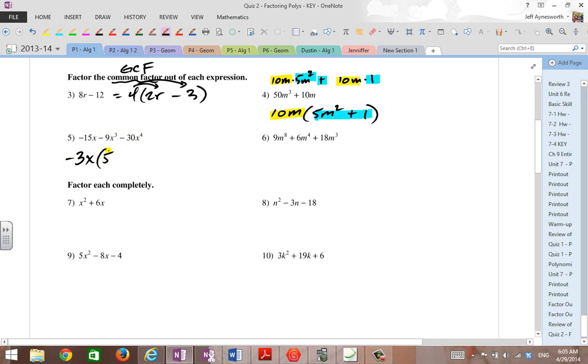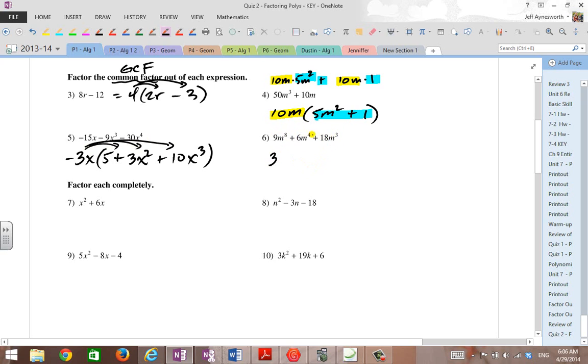Negative 3 times 5 is negative 15, and I already have the x there, so negative 3x times 5 is negative 15x. Negative 3x times 3 will give me the negative 9, and x times x squared will give me the x cubed. And negative 3 times 10 will give me negative 30, and x times x cubed will give me the negative 30x to the fourth. You check by distributing back through the polynomial. That's all you do.